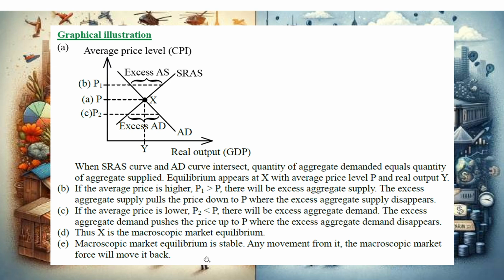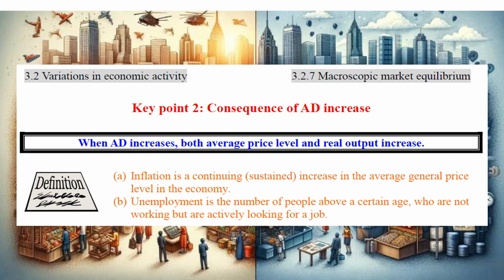But the excess aggregate supply and the excess aggregate demand. Remember, always add "aggregate" here. Everything is the same as demand and supply. Really, trust me. And then we talk about four things: AD increase, AD decrease, SRAS increase, SRAS decrease. But we focus on the consequence, because it's macroeconomics, right? How about the real world?